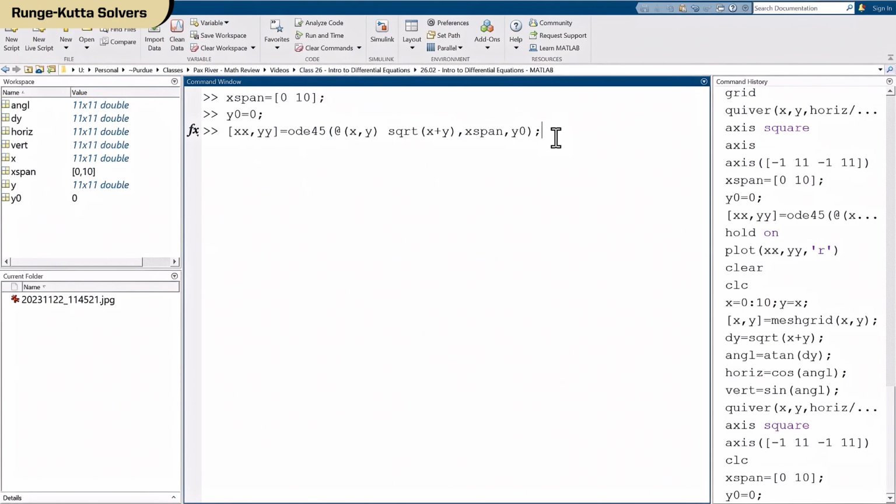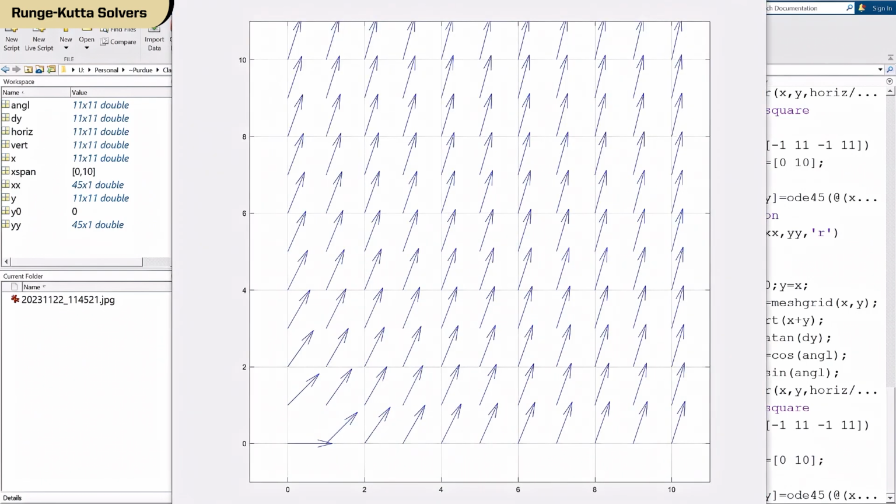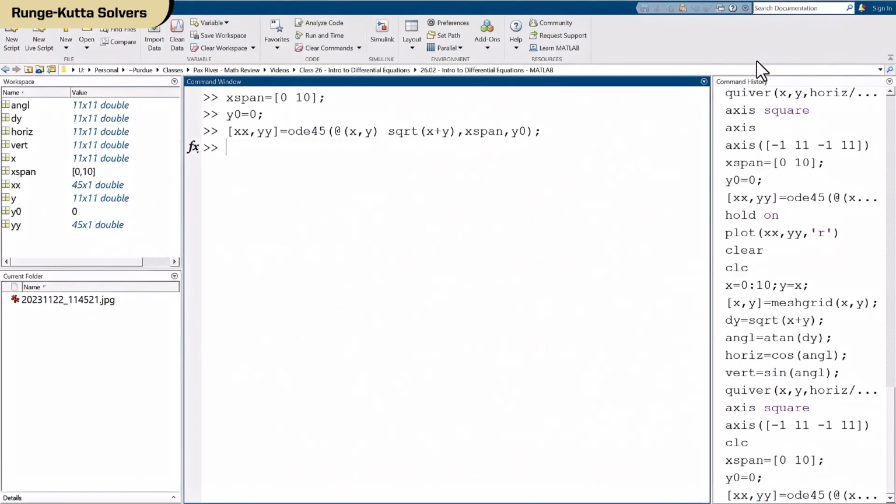So here it is. All I have to do is hit return, and you'll see right there, xx and xy exist. Now there's more points because the solver thought it needed more points to get an accurate answer, and it's certainly correct. So let's superimpose that solution over this field just to see what it looks like.